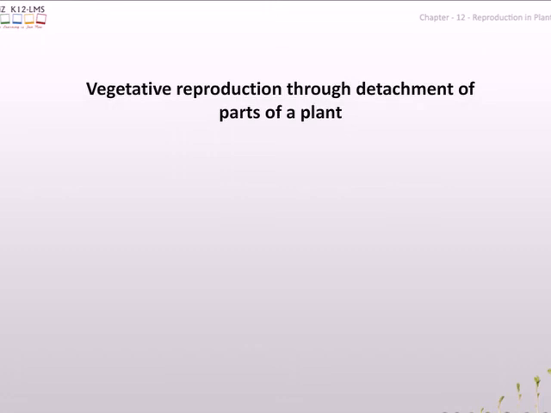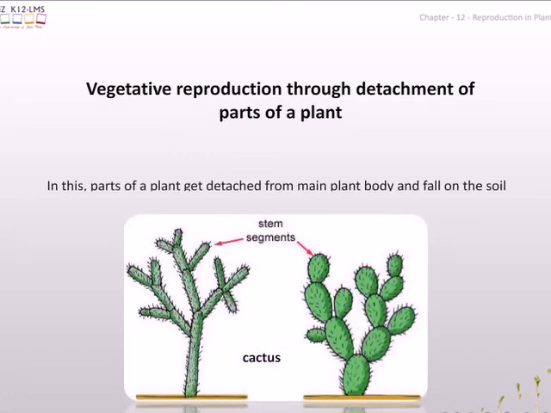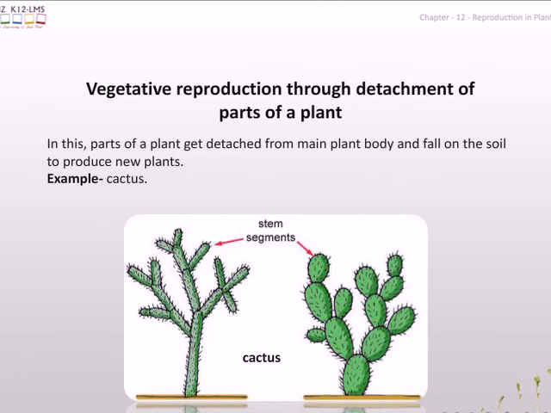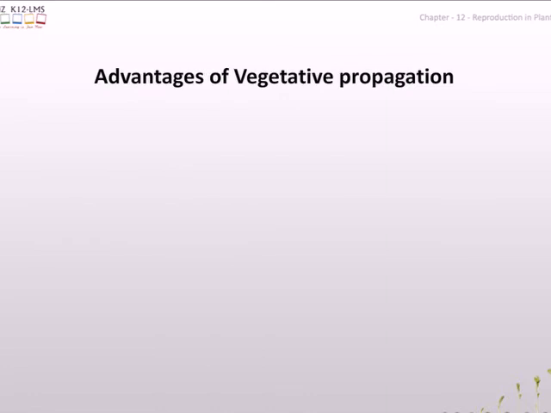Vegetative reproduction through detachment of parts of a plant. In this, part of a plant gets detached from the main plant body and falls on the soil to produce new plants. Example, cactus.